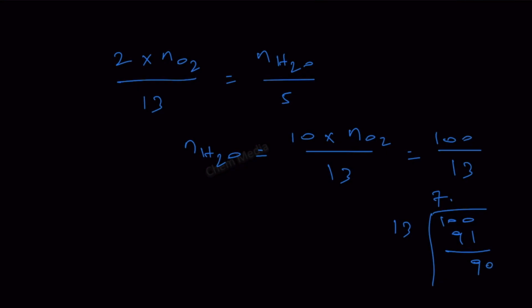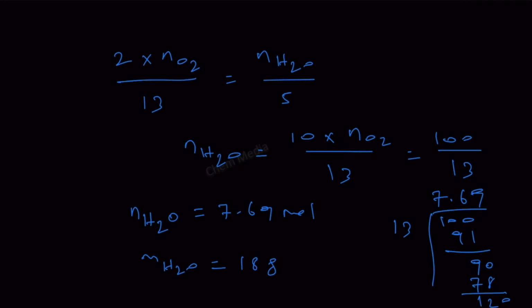And then 6 times 13 is 78. Remaining 12 we can't divide, so put a 0 once again. And then if we do 9 times 13, then it would be 117. So remaining 3. So we will just keep it to 2 digits, 7.69. So therefore, number of moles of H2O is equal to 7.69 moles. So therefore, mass of H2O is equal to, molar mass of H2O is 18 gram per mole.